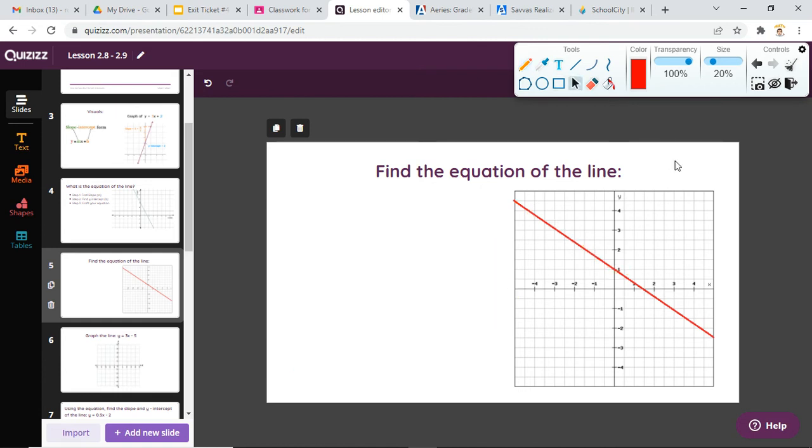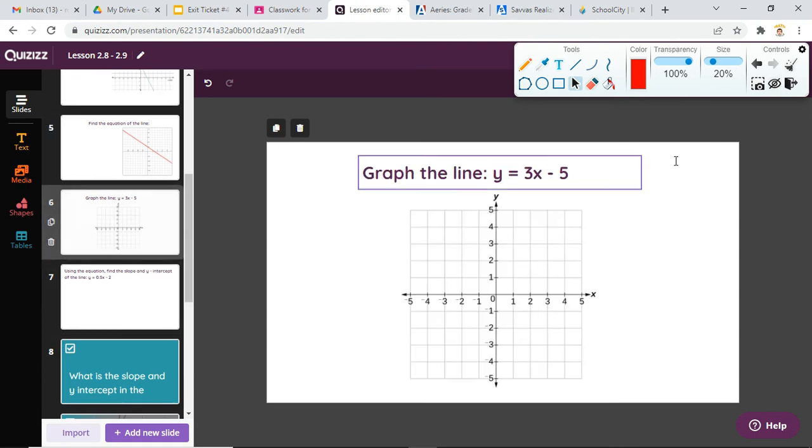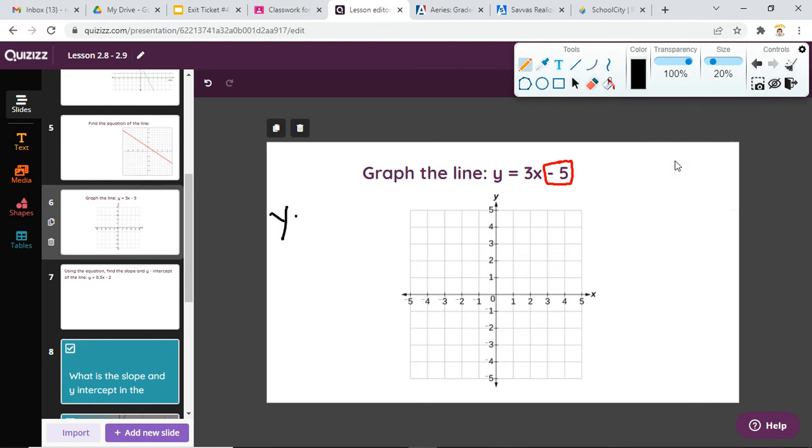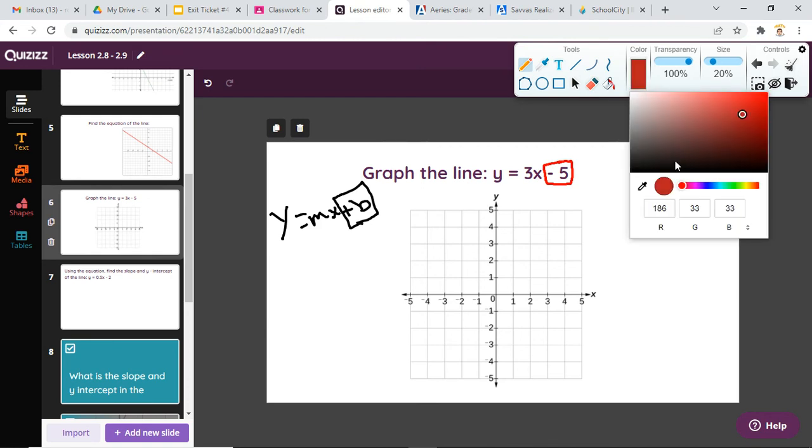All right, we got a couple questions left here, everybody. Let's make sure we're finishing strong. So today we need to graph the line y is equal to 3x minus 5. The best way to do this one is to identify our slope and our y-intercept. If we look at where my plus b has been replaced, remember this is using the equation y is equal to mx plus b, I notice that the b right here has been replaced with -5.